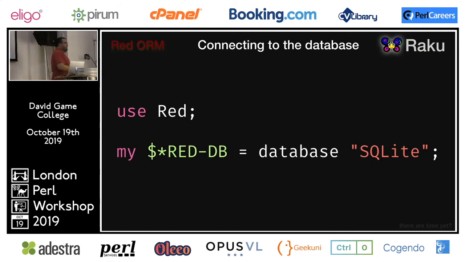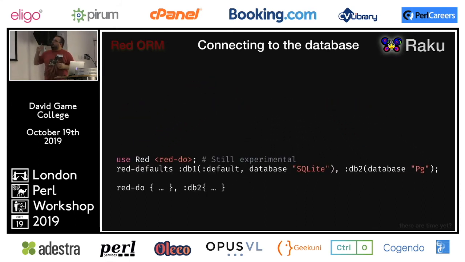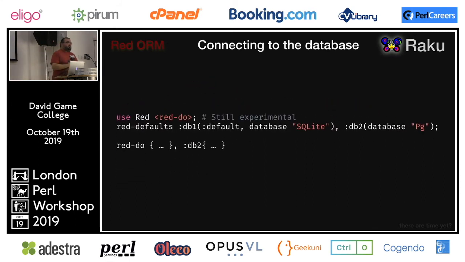Okay, for doing that, to use Red, you should connect to a database. This is one way of connecting to a database. This is the new way, but it's still experimental. And this way, you could connect to more than one database, and you just say the name of that database to say where you should run your queries.